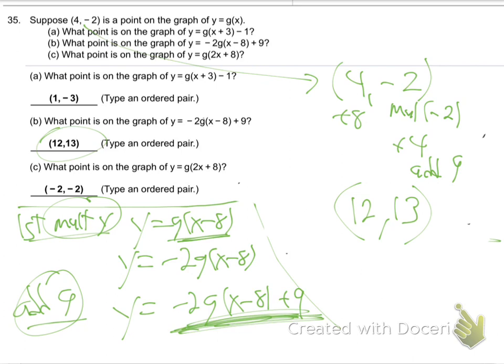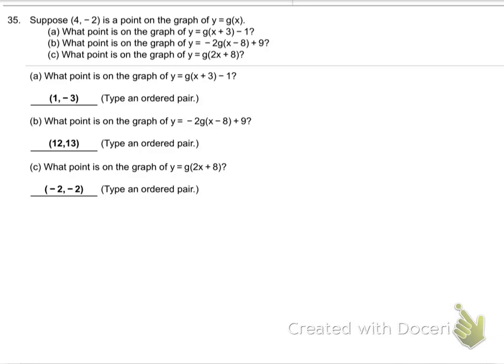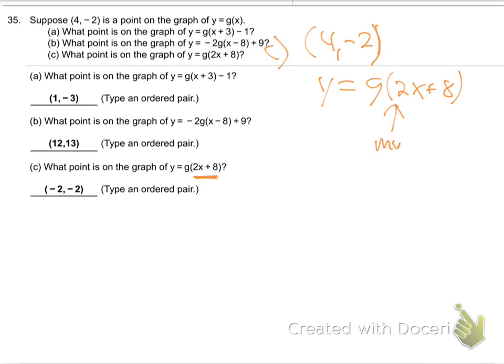Whereas with x, let's do part C really quick. I knew this problem would take a long time. Part C, then, to be faithful with part C, you see they have two things going on for x, right? So again, we're starting with 4, -2. I'm doing part C now. And now we're going to do y equals g of 2x plus 8. So those are two actions, both on x. Both a multiply on x and an add on x, huh?